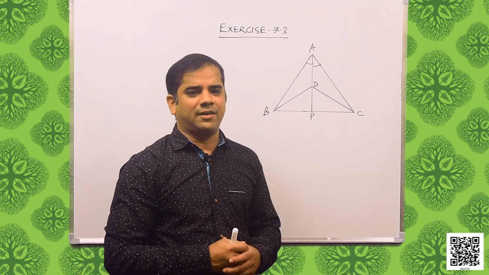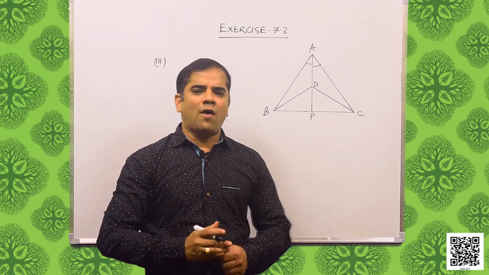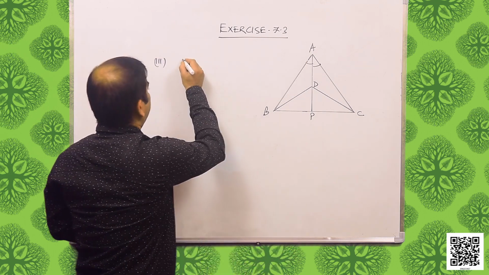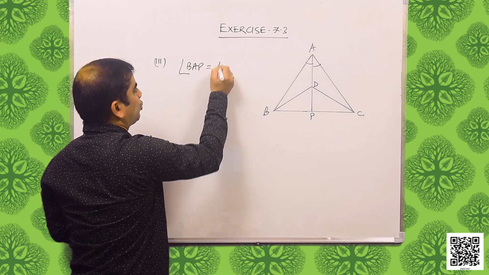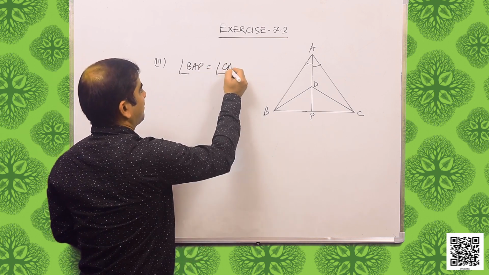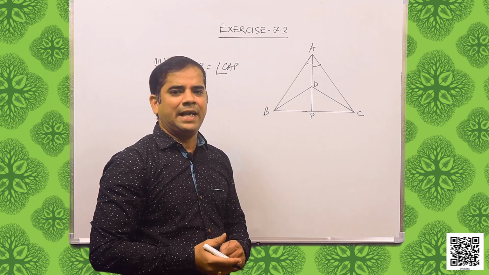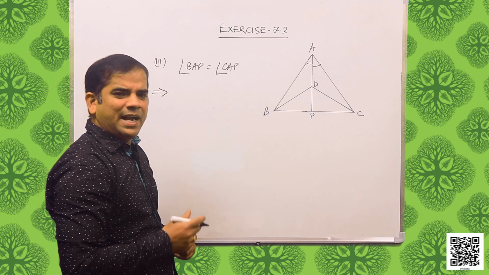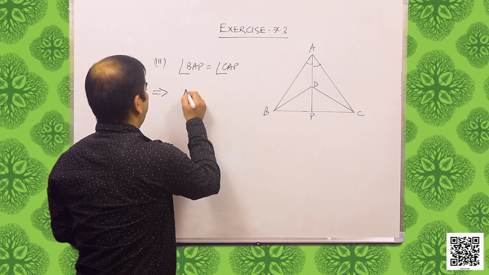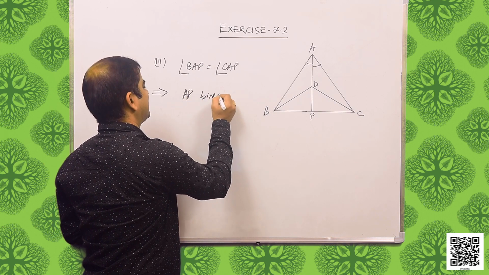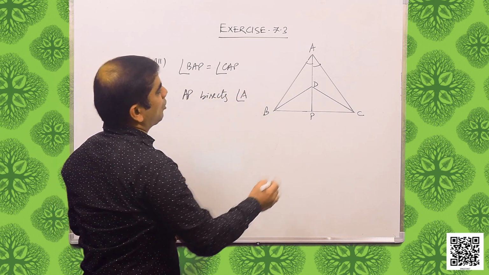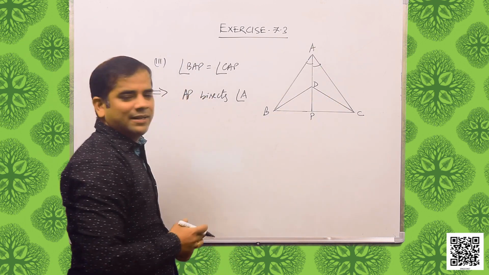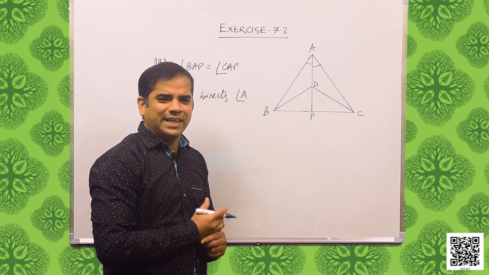Fine. So, let us discuss bit number 3. From bit number 2, we have angle BAP is equal to angle CAP. That implies AP bisects angle A. Because these two angles are equal, AP bisects angle A. It is obvious, isn't it?